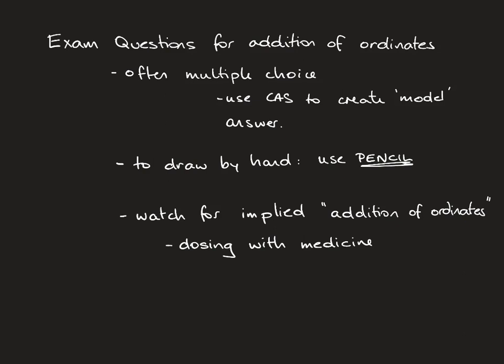So exam questions for addition of ordinates are often multiple choice questions. So they'll give you the shape of the two graphs and ask you to add them or subtract them or multiply them. My suggestion is if it's multiple choice, you've got your CAS, and generally you can create some kind of model function. So it might be recognised that the first one's kind of exponential, the other one's kind of a circular function. Put those two together and make a model, see what it kind of looks like.